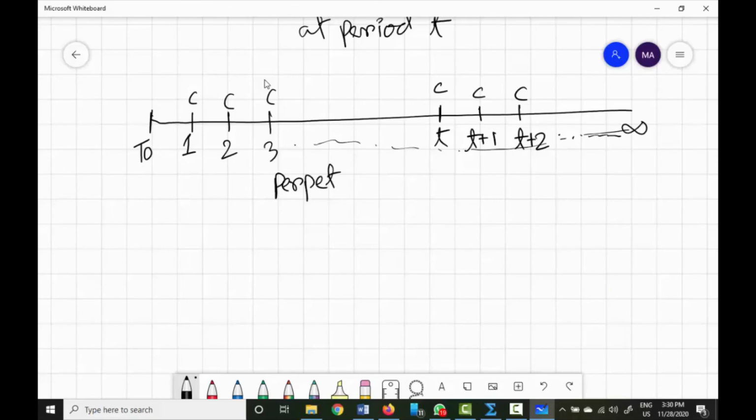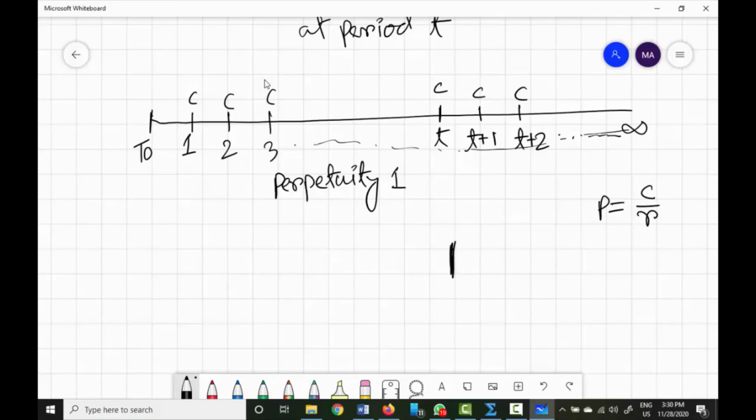Perpetuity 1 starts at period 0. This is perpetuity 1. So obviously the present value of this perpetuity is C divided by R. We already know, right? Now another perpetuity that starts from this period at T period.